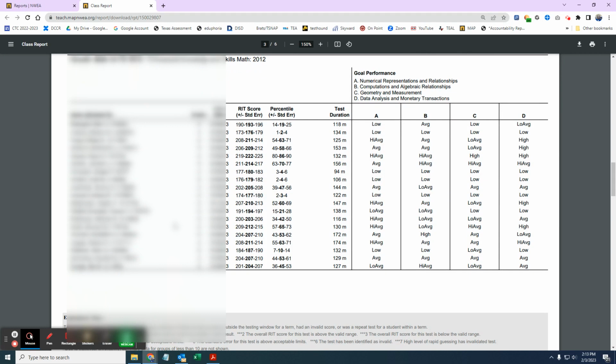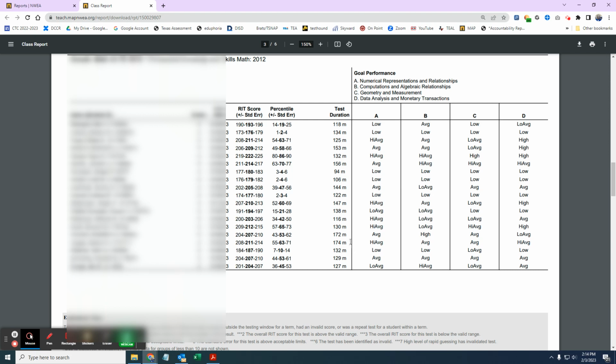Okay, now I like this page because this page gives us some information about the students. It gives us their RIT score and their percentile. You'll notice that this is bold and then there's numbers on each side. Well, it's because there's always a standard error, and so that gives you the range, and that range tells you that if the student were to take the same test again, they may score a little bit lower or a little bit higher, but this is the area in which they would score.